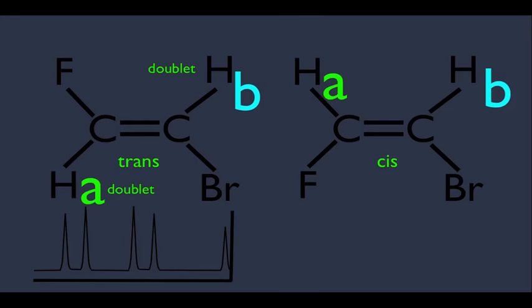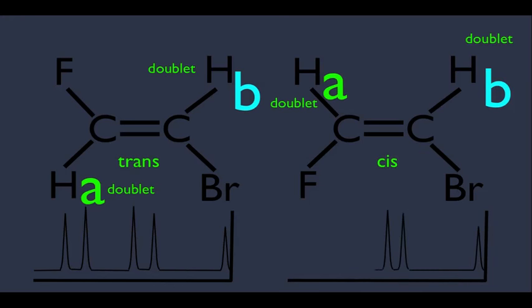For the A hydrogen on the cis molecule, calculating his N value, he only has one neighbor as well, the B hydrogen, so N equals 1. The N plus 1 rule would say that N plus 1 is 2, so the A hydrogen for cis should appear as a doublet on the spectrum. And evaluating the B hydrogen for the cis, his N value, he also only has one neighbor, that's the A hydrogen, so his N value equals 1 as well, which means N plus 1 equals 2, that means he's also going to be a doublet.